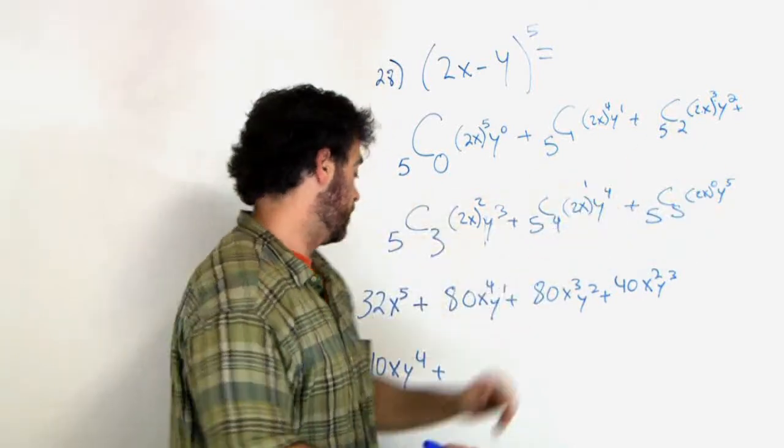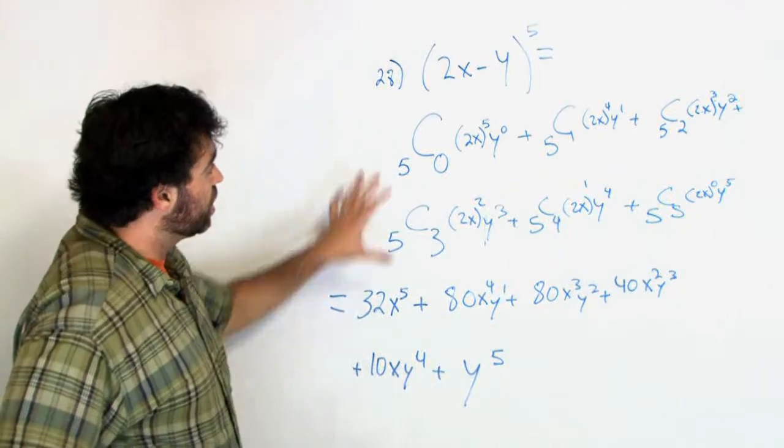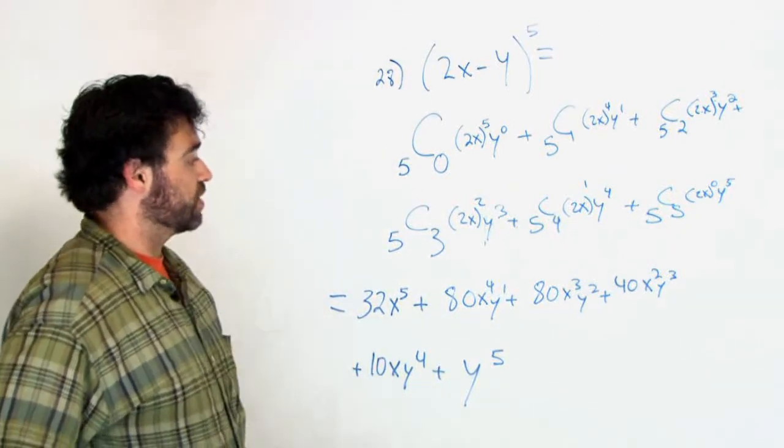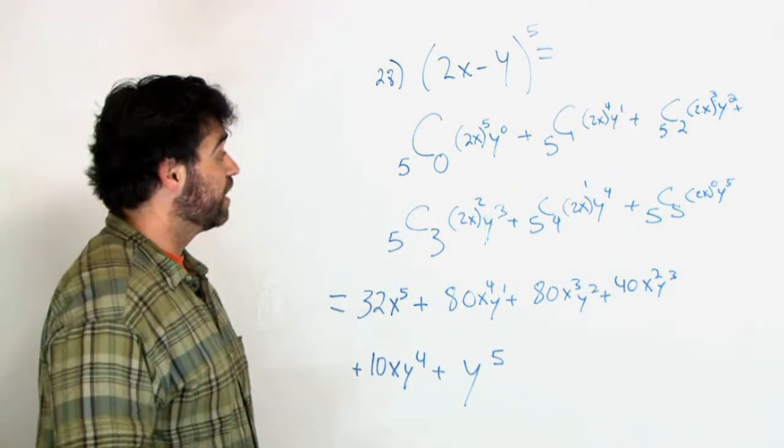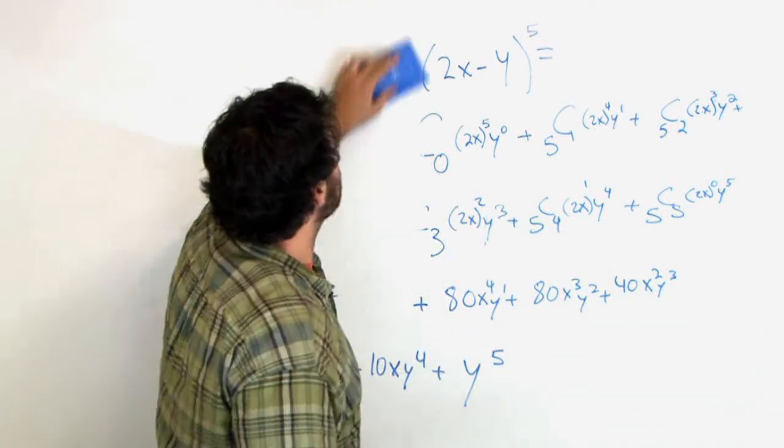This is 1, y to the 5th. So there is our binomial expansion. Using binomial expansion, here is our final answer for number 28. Very good, all right? And then our last question was number 48. Similar question.